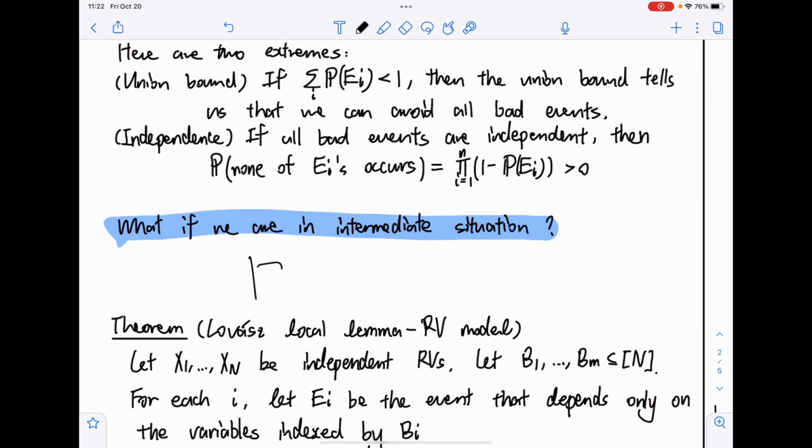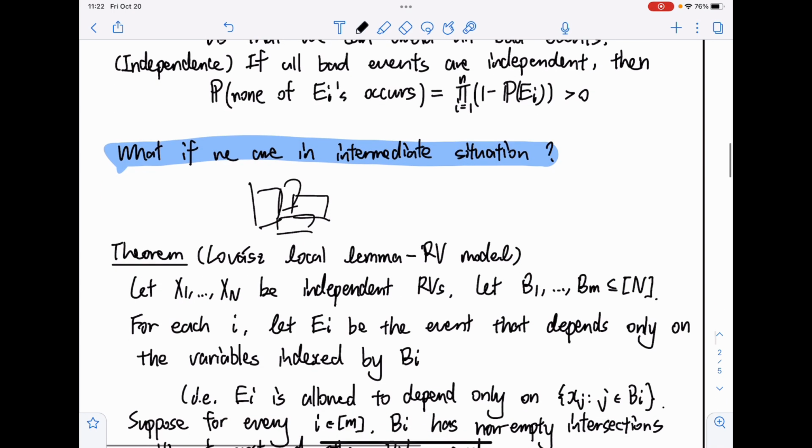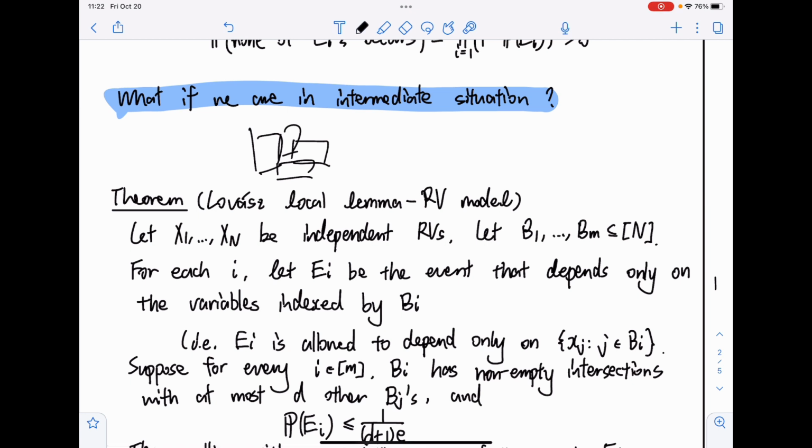So you can imagine, in my mind, the dependencies of each event look like this: this big tree is a bad event, and it only depends on few of the others. And here's one version of the Lovász local lemma. Later we'll have a whole chapter talking about the Lovász local lemma. And here's a version of it.